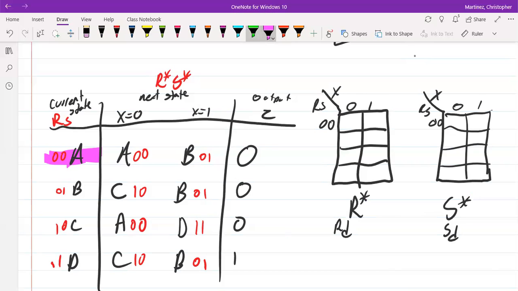All right, I'm going to use different colors here. So I'm going to use green and orange. So I'm going to highlight when X is equal to 0, I need A to be a 0. So A would be a 0. When X is equal to 1, I need that R to be a 0. Okay, then let's look at this. For S star, X is equal to 0, I need a 0. And X is equal to 1, I need a 1. So that's how we're looking to figure out what it is that we need to write down into these K-maps.